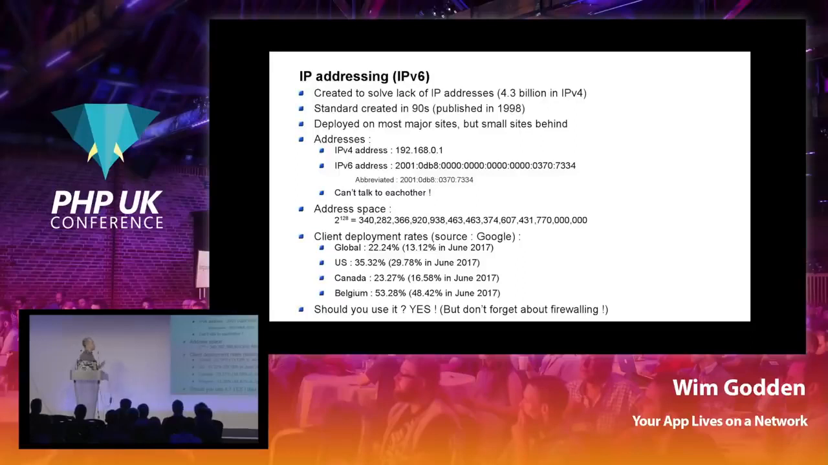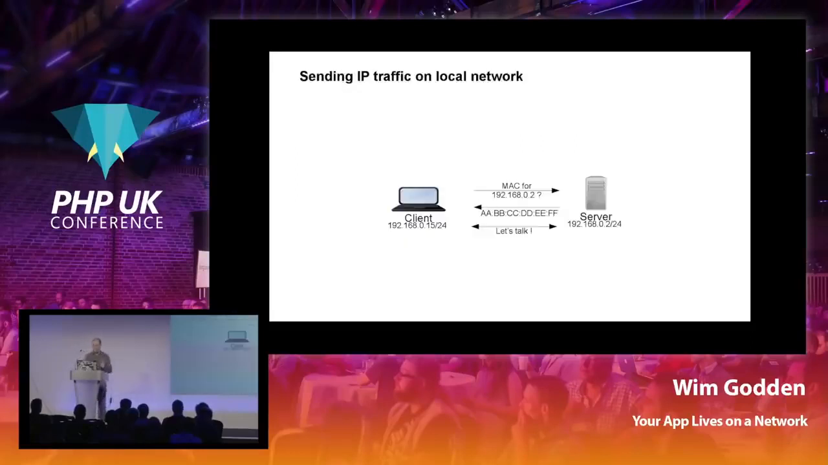OK, so we talked a lot about IP addresses. Now let's see if we can send some IP traffic on a local network. So we have a client here, we have a server, and they're on the same IP range. And the client wants to make a connection and fetch information and so on. First thing he has to do is, well, they're on a local network. The only way they can exchange information is over Ethernet. So they need an Ethernet packet. And in that Ethernet packet, they need a MAC address.